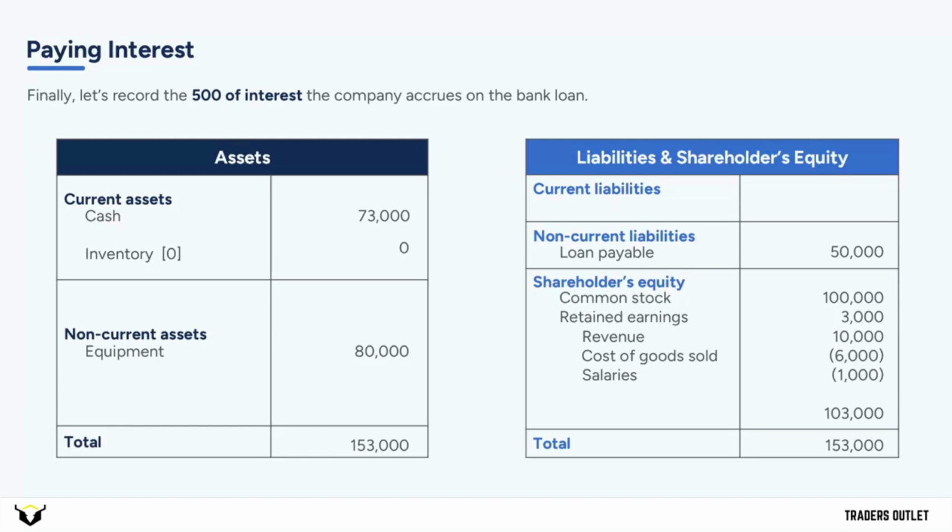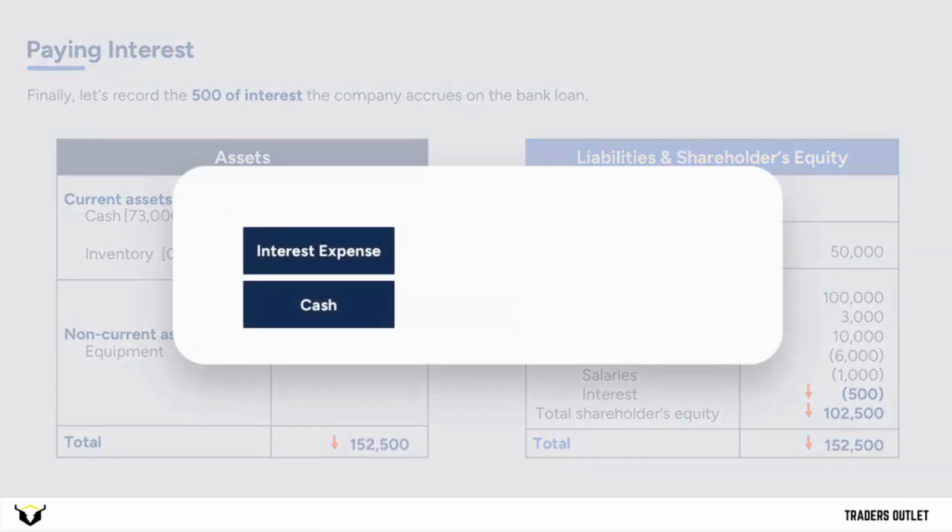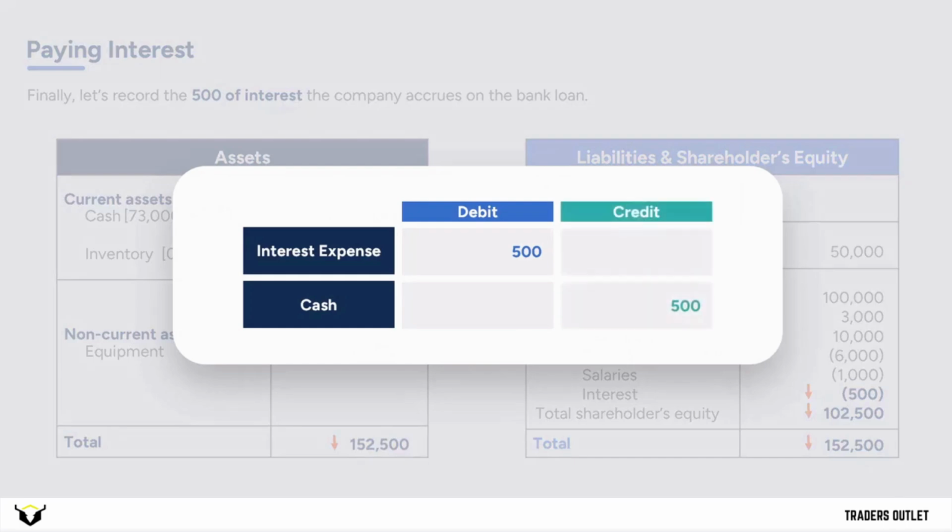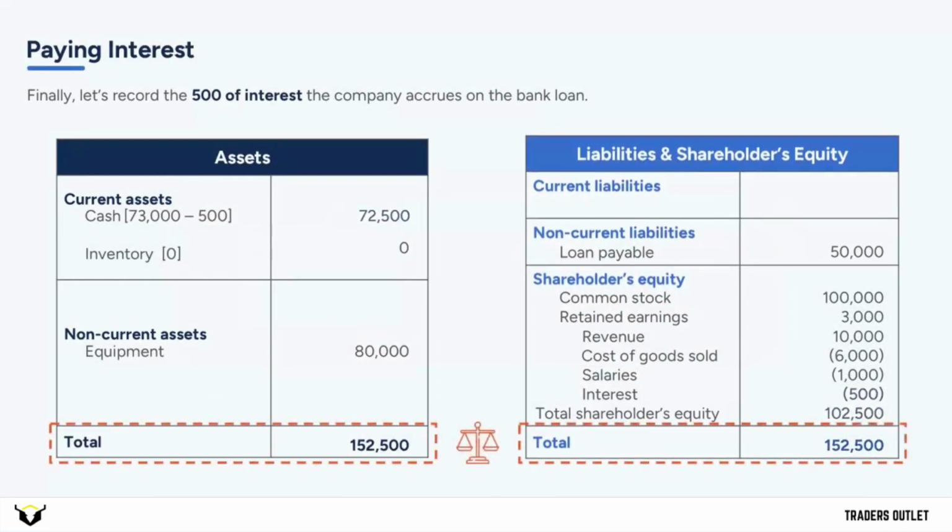First of all, we have to pay it out of cash, so we decrease an asset. And when we decrease an asset, we say we're crediting it. We credit $500, but we also now have an interest expense. And that interest expense sits under shareholders' equity. And remember, interest expenses are debits. So we debit our interest expense $500 and we credit our cash $500. And good news, the balance sheet continues to balance. The accounting equation holds.